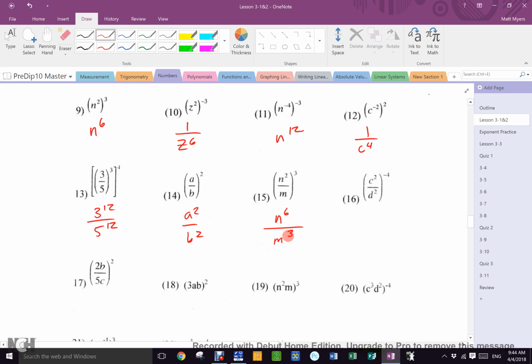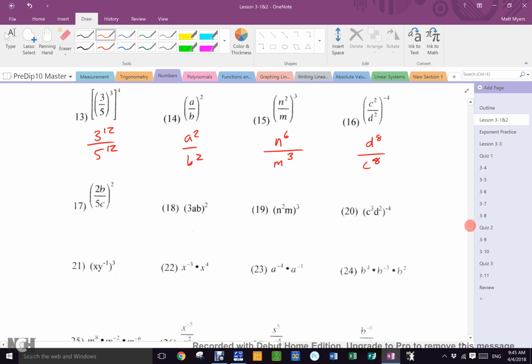Power of 3. Absolutely correct. 16. Luke. This is a toughie. So it's d to the 8th over c to the 8th. Absolutely correct. Yes. 17. Jadwinder.